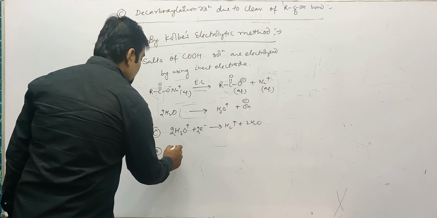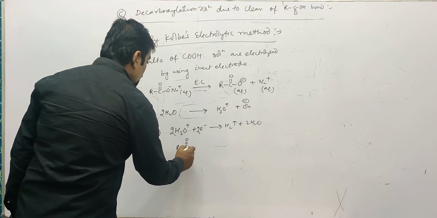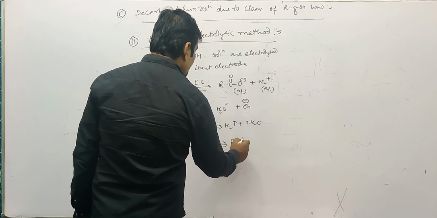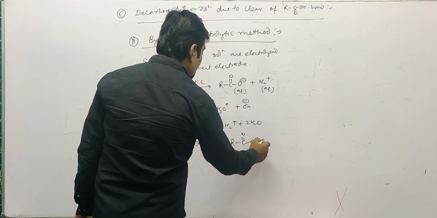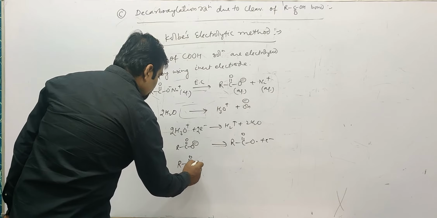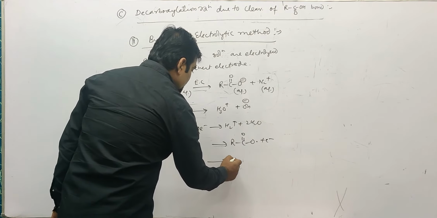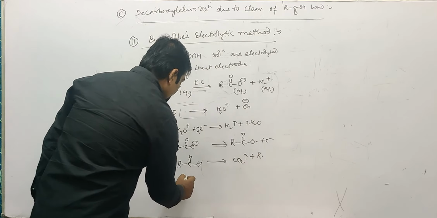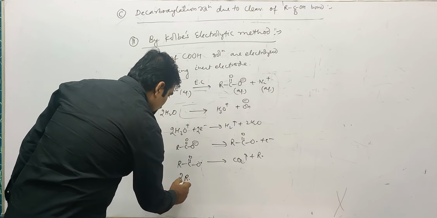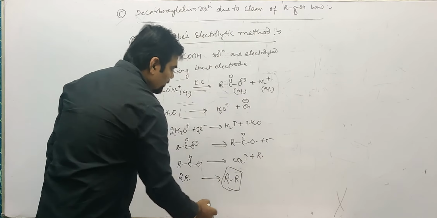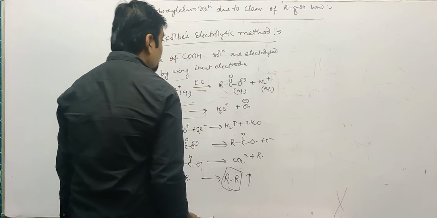At the anode, what will happen? RCOO minus will lose an electron, becoming RCOO radical. This RCOO radical again loses CO2 gas, forming R radical. This R radical undergoes coupling, becoming R-R. So it forms the corresponding alkane by coupling.